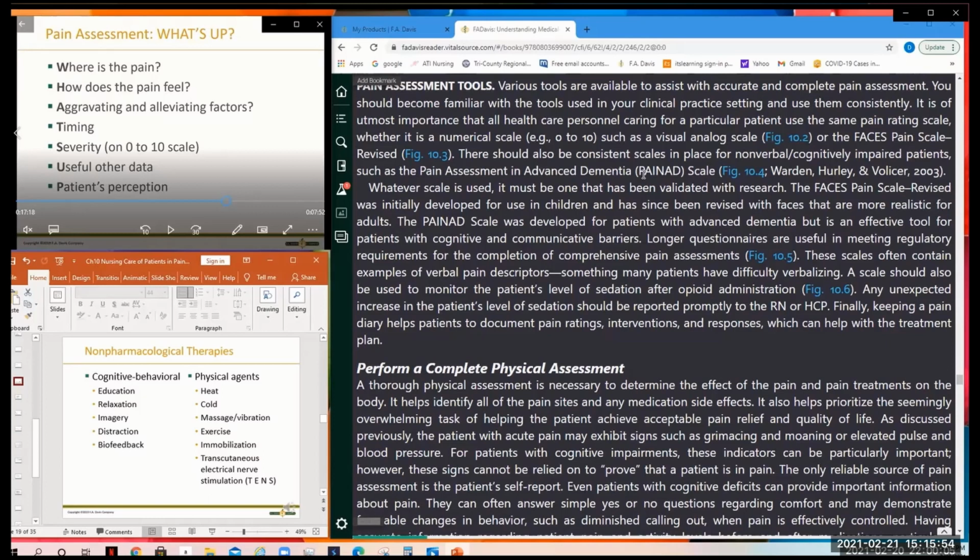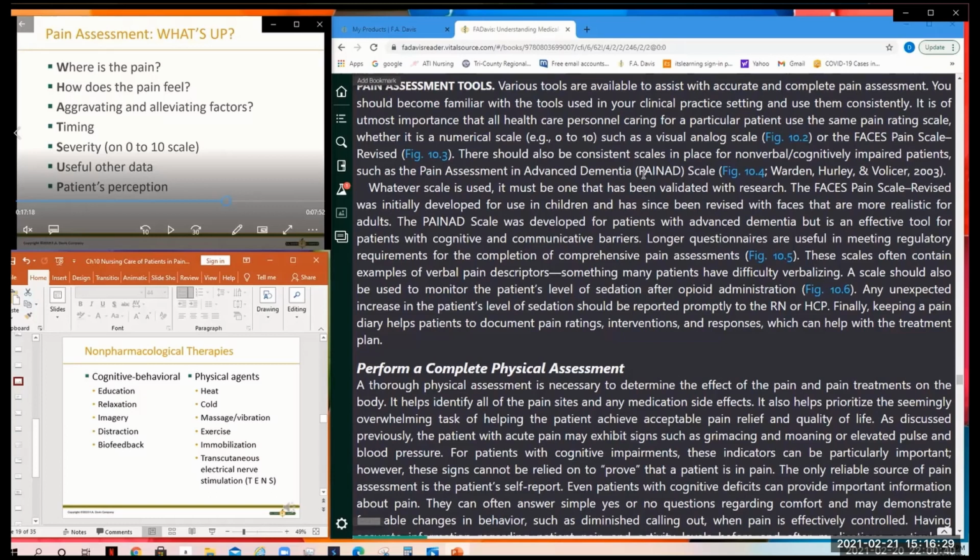The PAINAD scale was developed for patients with advanced dementia, but is an effective tool for patients with cognitive and communicative barriers. Longer questionnaires are useful in meeting regulatory requirements for the completion of comprehensive pain assessments, Figure 10.5. These scales often contain examples of verbal pain descriptors, something many patients have difficulty verbalizing.